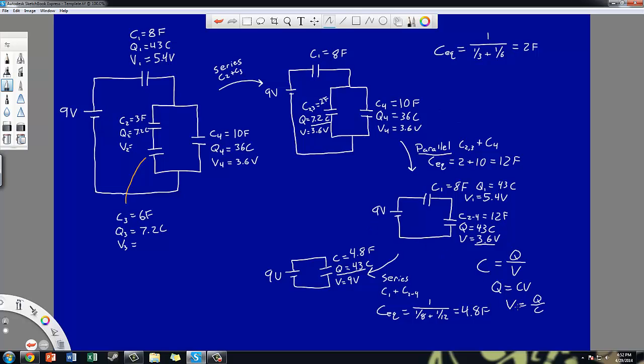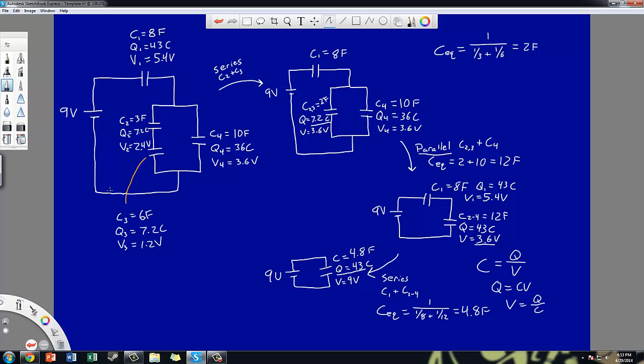I go back and look at voltage is Q over C. So for capacitor number 2, it's going to be 7.2 divided by 3, which gives me 2.4 volts. And 7.2 divided by 6 is 1.2 volts, which is actually what I expected.